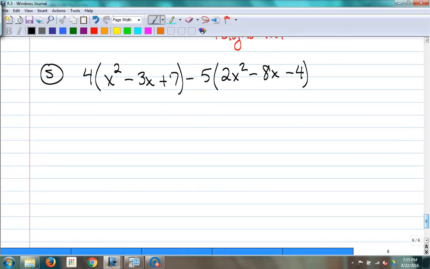All right. 4 parentheses x squared minus 3x plus 7. And then we have a minus 5 parentheses 2x squared minus 8x minus 4. Good times. All right. What do we need to do with that? You'd subtract your x squared and 2x squared. Can I do that yet? Well, you have to work it. You'd subtract those first. Can I? Why would I distribute first?